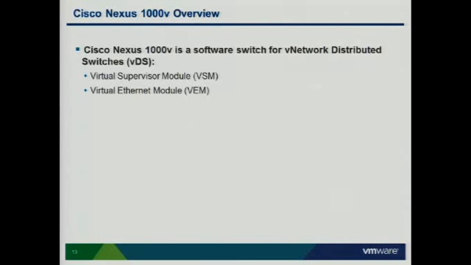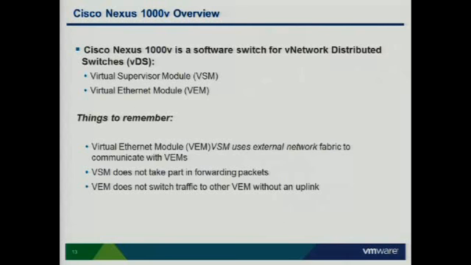Then we have the Cisco Nexus 1000V. So this particular switch is a software switch for the vNetwork distributed switch that has 2 components. We have the virtual supervisor module, which is for the control plane, and then we have the virtual Ethernet module, which is for the data plane. And things to remember with that is the VSM specifically uses the external network fabric to communicate with the VEMs. And the VSM does not take part in forwarding the packets, it is the control layer. So the VEM does not switch traffic to another VEM without an uplink, so it requires the physical infrastructure in order to switch that traffic.